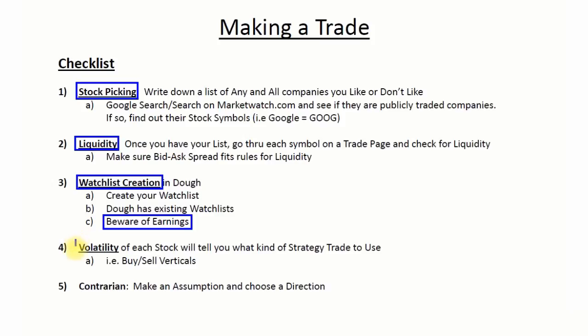Then, when we want to make a trade every morning, we're going to look at volatility of each stock. Greater than 50, we know we sell verticals. Less than 50, we know we buy verticals. And we prefer to sell verticals because the POP is higher.